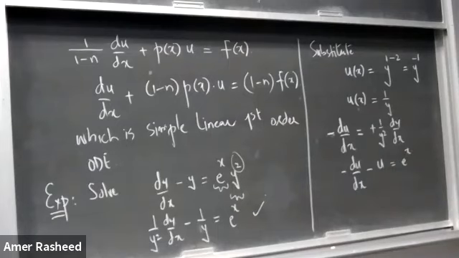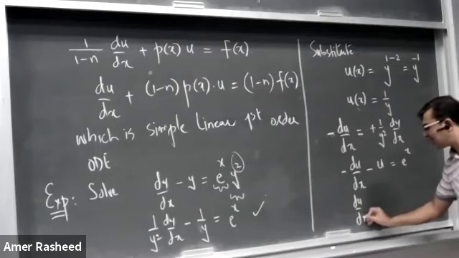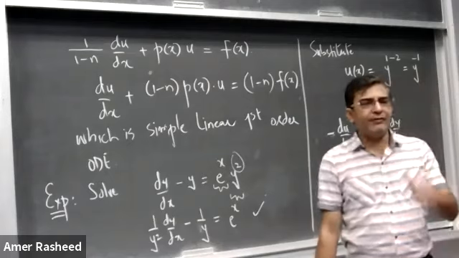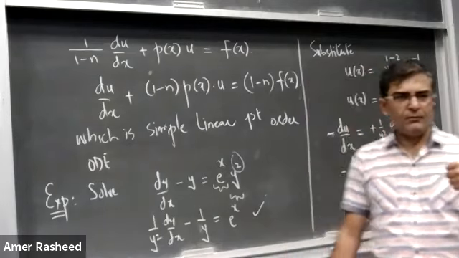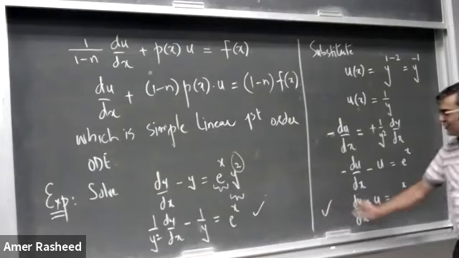Now, further, we can write du by dx, because we have to convert this differential equation into standard form first. The coefficient of du by dx should be 1 in order to make it a first order linear ODE. So du by dx plus u is equal to negative e raised power x. Now, this is a linear first order ODE.